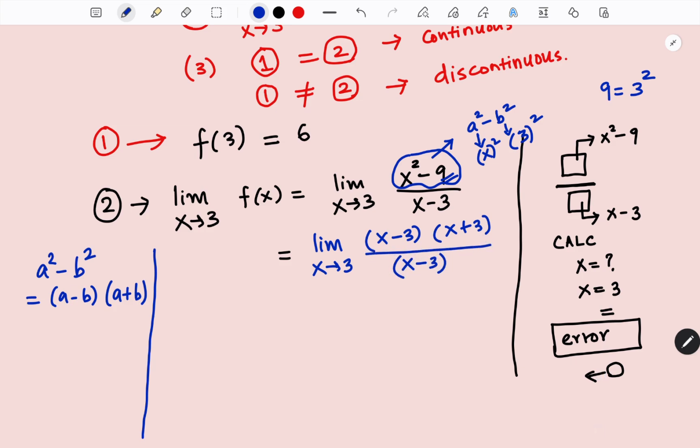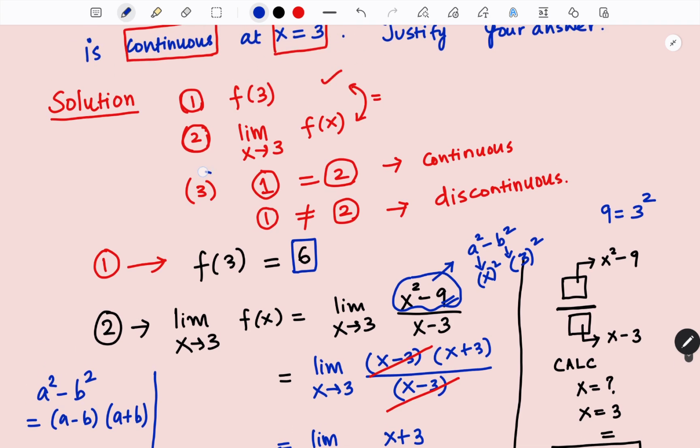So what happens now? The x minus 3 gets cancelled. So you are going to get the limit as x tends to 3 of x plus 3. When I put in x tends to 3, I get 3 plus 3 is equal to 6. In step number 1, I got the answer 6. In step number 2, I got the answer 6.